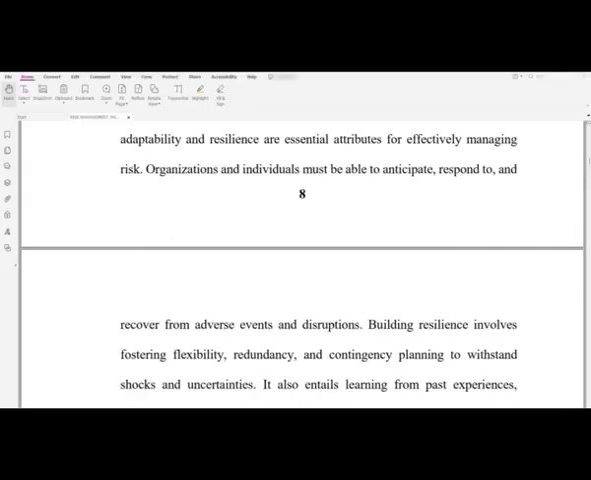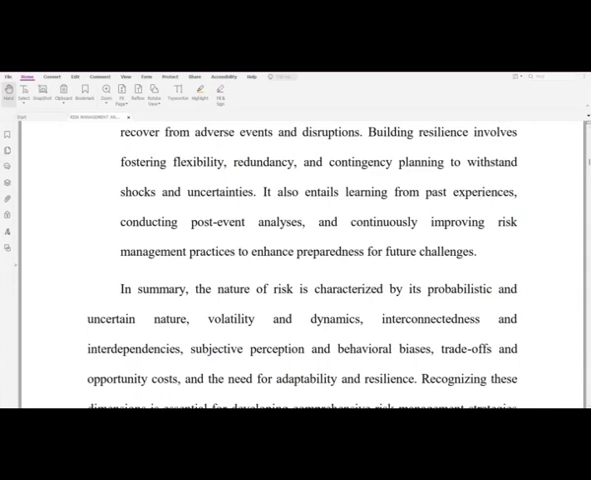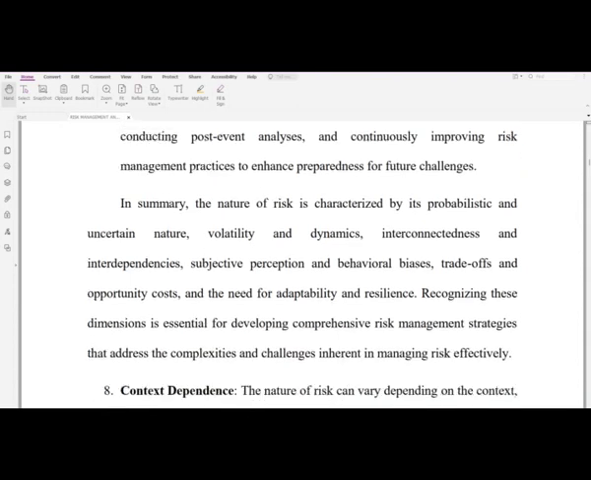In summary, the nature of risk is characterized by its probabilistic and uncertain nature, volatility and dynamics, interconnectedness and interdependency, subjective perception and behavioral biases, trade-offs and opportunity costs, and the need for adaptability and resilience. Therefore, we need to recognize these dimensions, which are essential for developing comprehensive risk management strategies that address the complexities and changes inherent in managing risk effectively.